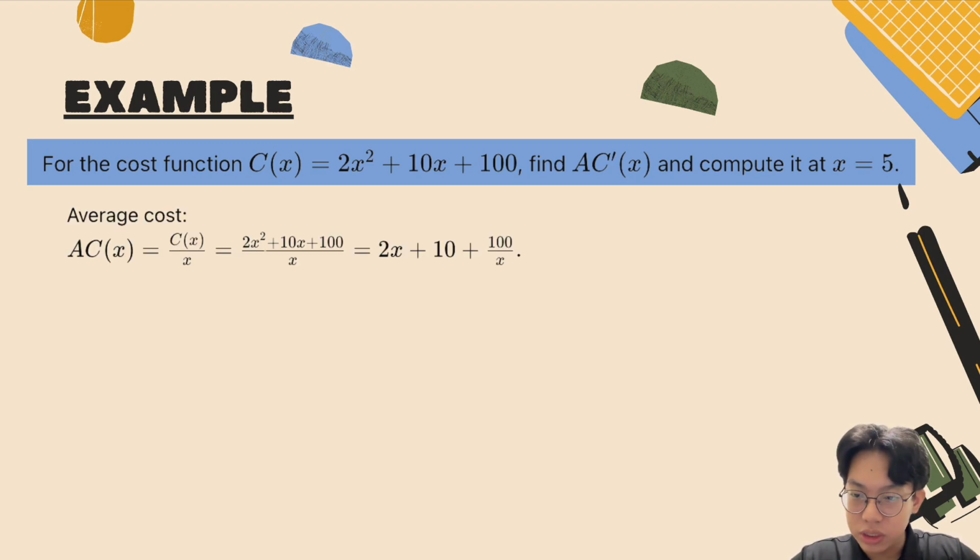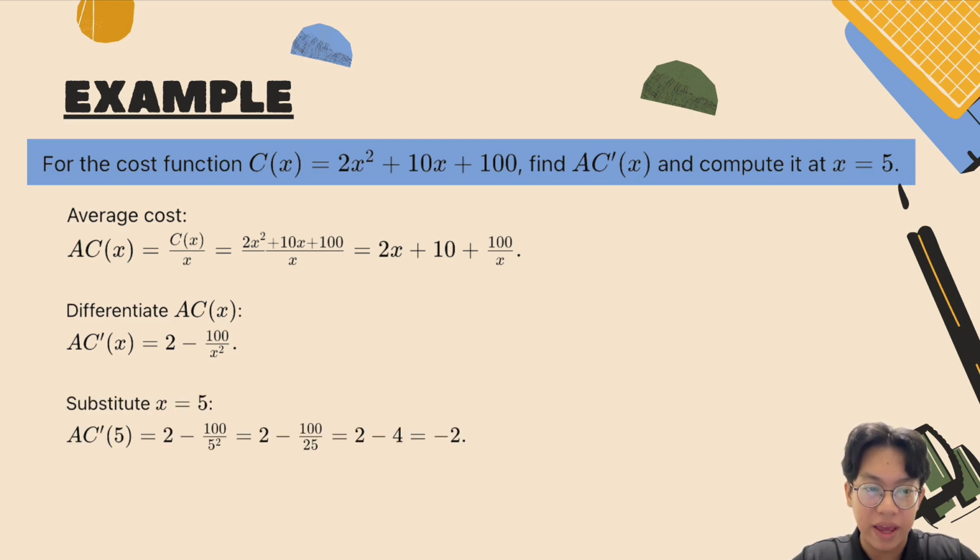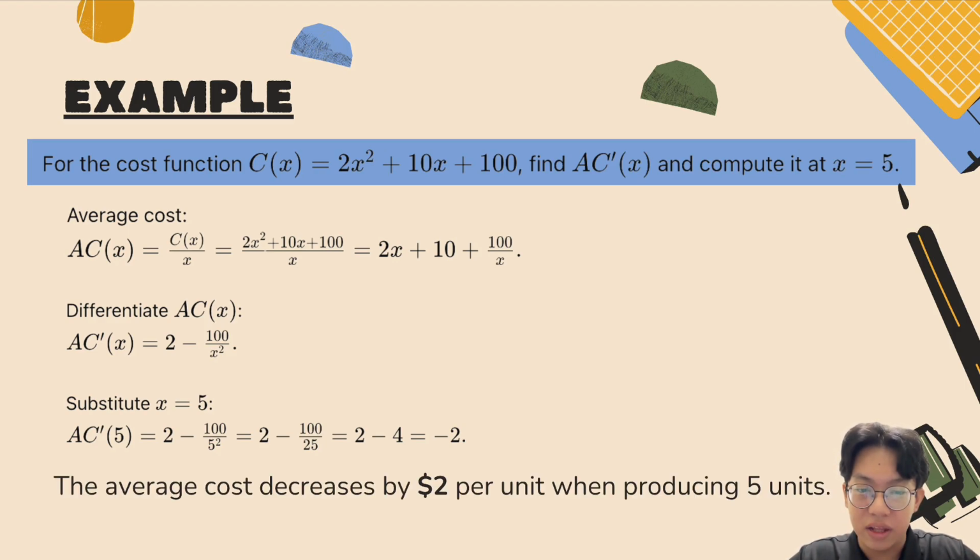To find the average cost function, take the cost function and divide it by x, which is 2x squared plus 10x plus 100 divided by x, which equals 2x plus 10 plus 100 over x. To find AC prime of x, we take its derivative, which equals 2 minus 100 over x squared. Next, we will substitute x equals 5. 2 minus 100 over 5 squared equals minus 2. Notice that its rate of change is negative, which implies that the average cost function decreases by $2 per unit when producing 5 units.